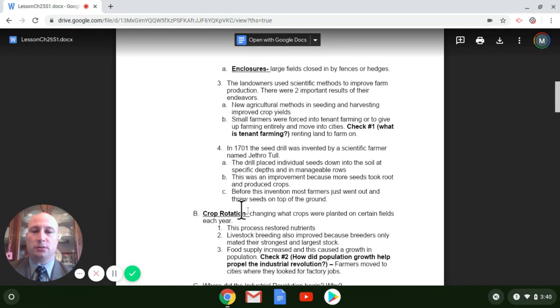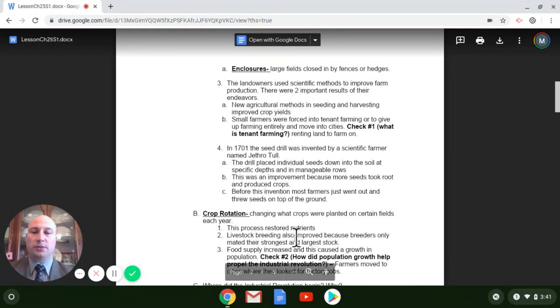This is basically changing what crops are planted on certain fields each year. This process restored the nutrients in the soil. What you have to understand is that if you plant a crop at the same level of the soil year in and year out, it will use all of the nutrients from that level of the soil. So each year you want to plant a deep-rooted crop, and then the next year a shallow-rooted crop, and that will allow those crops and the roots to draw nutrients from different layers of the soil, and it will prevent your soil from exhausting.